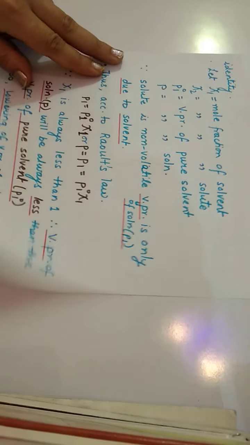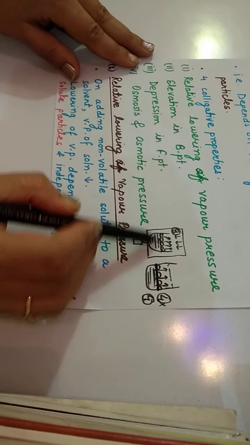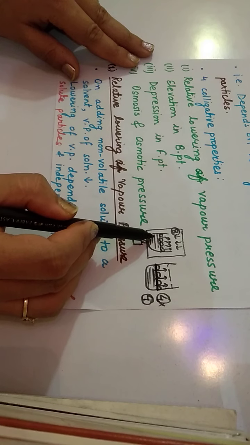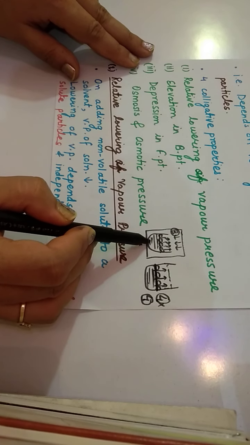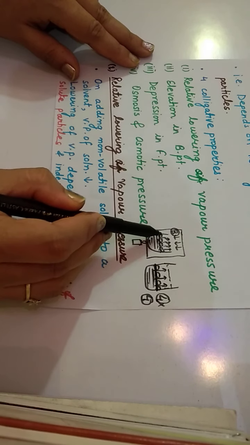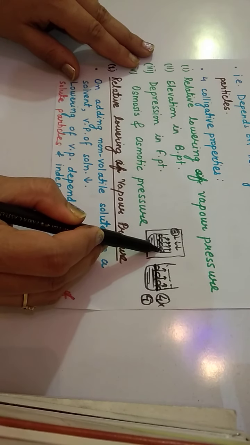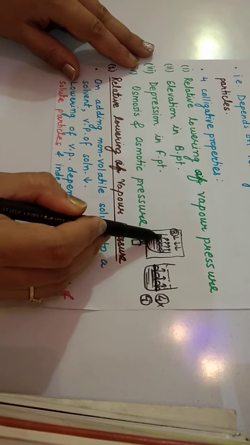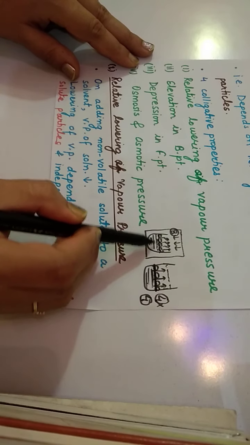As I have told you, here we have taken only water. So that was water only, pure water was there. So the vapor pressure of that pure water, pure solvent, because water is the solvent here. In that we have added a non-volatile solute.